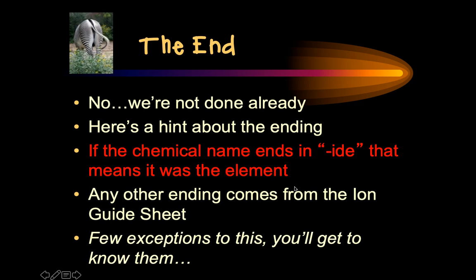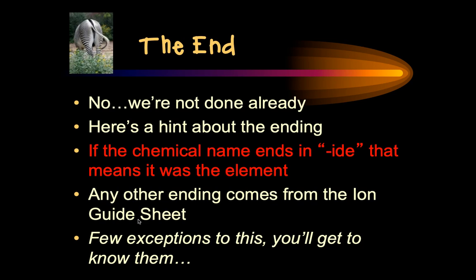There are a few exceptions to the "ide" thing, like for example, on the ion guide sheet, there is a group called hydroxide. So yes, that ends in "ide." It turns out it's not an element. However, it's on the ion guide sheet, so you can find it, especially because hydroxide kind of sounds like hydrogen, kind of sounds like oxygen. So how would you know which one?